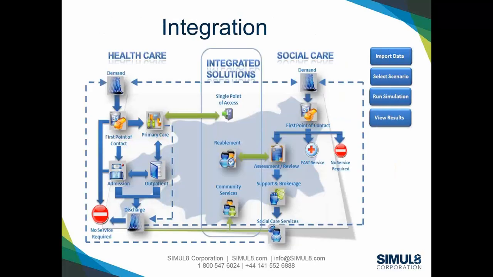Now their overall model ended up looking like this, and the sorts of solutions that they wanted to look at were: what's the impact of having a single point of access, what's the impact of increasing reablement services, and what's the impact of looking at our community health and social care services together.